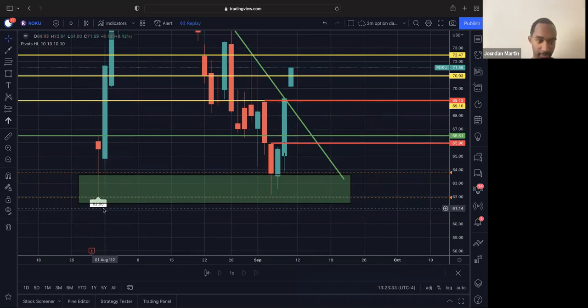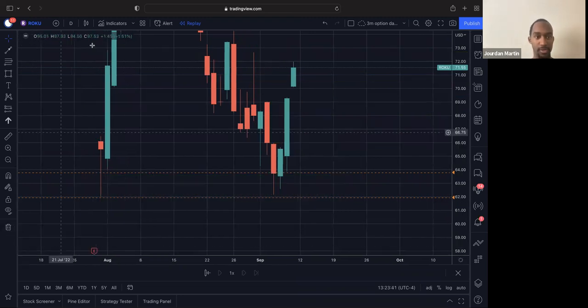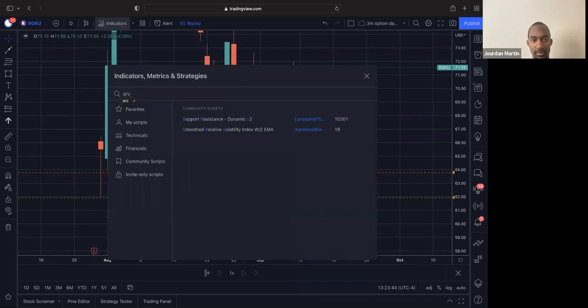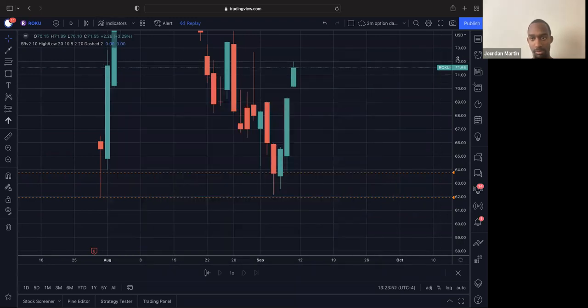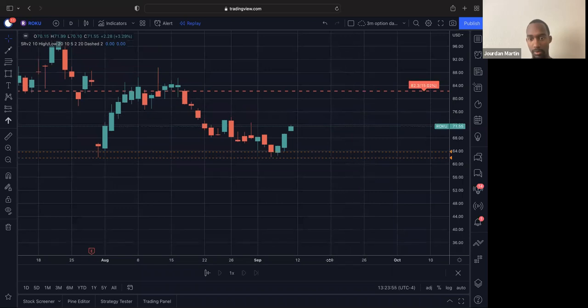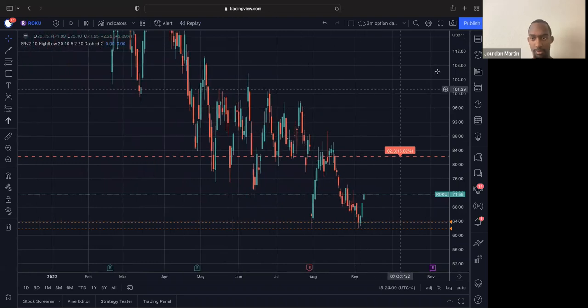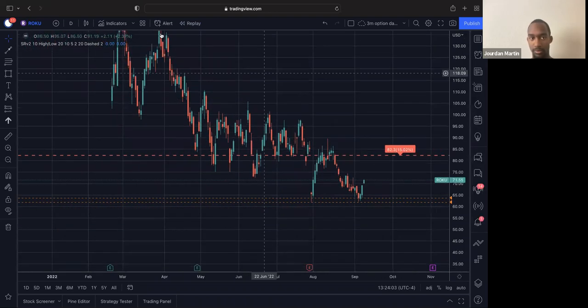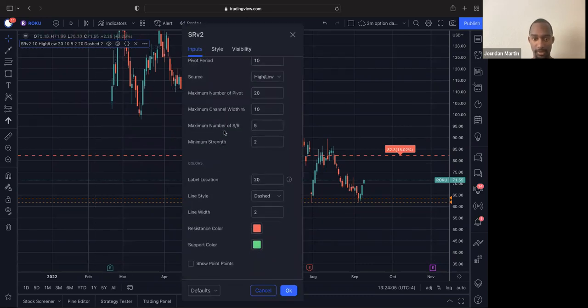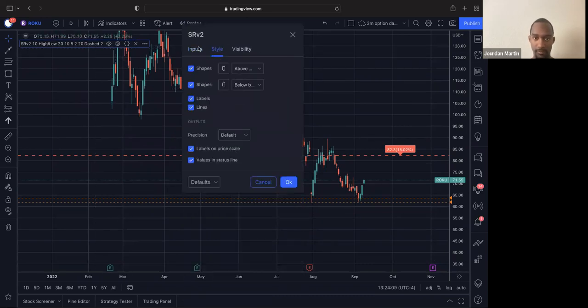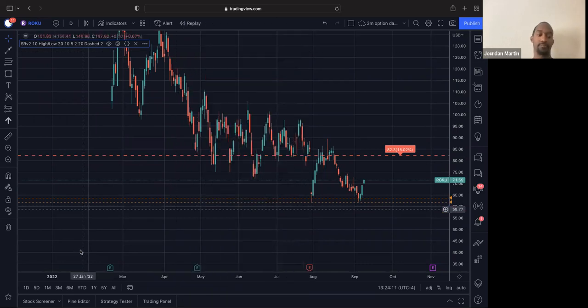Thanks, Jay. Class was very informative for sure. As far as support and resistance goes, there's an SRV2 indicator on TradingView that's been helpful. Thank you for sharing. I'll pull that up. SRV2. I suppose this is it. I guess you'd have to mess around with the settings for the SRV2. But thank you for sharing.